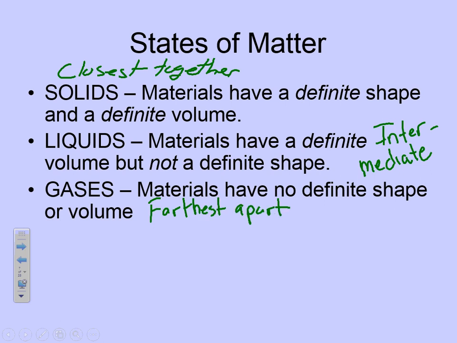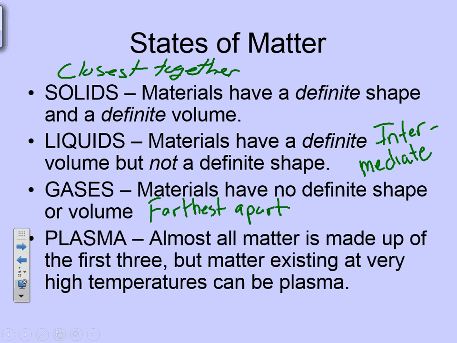So we have solids, which have a definite shape and definite volume. Liquids, just a definite volume, no definite shape. And gases are molecules which are the farthest apart and have no definite shape or volume. Now there is a fourth phase of matter that we can talk about, and that is plasma. All I want you to know is that plasma is the fourth phase of matter.